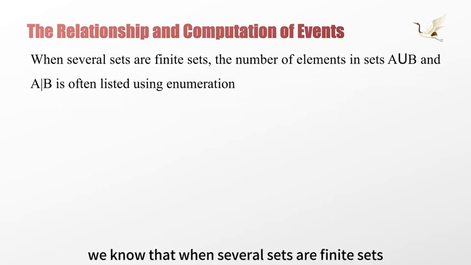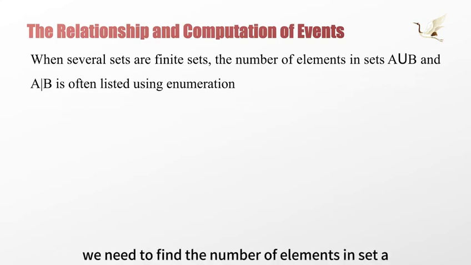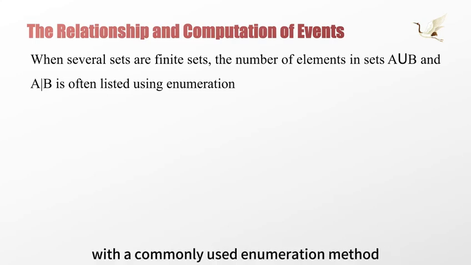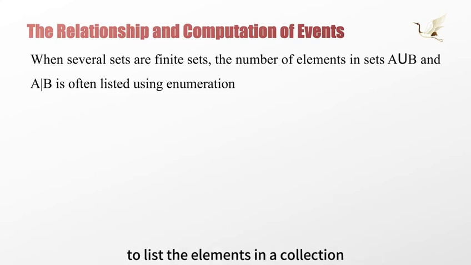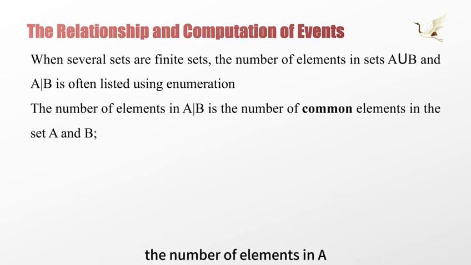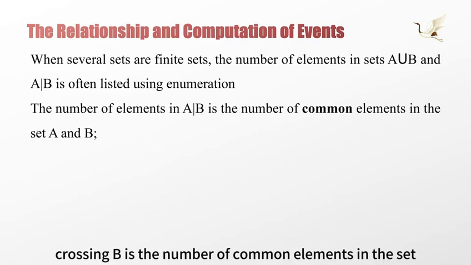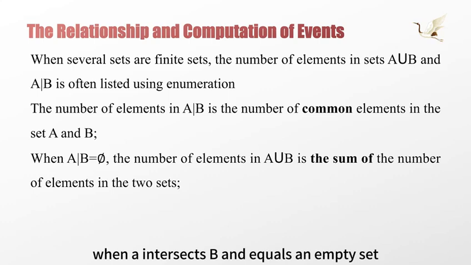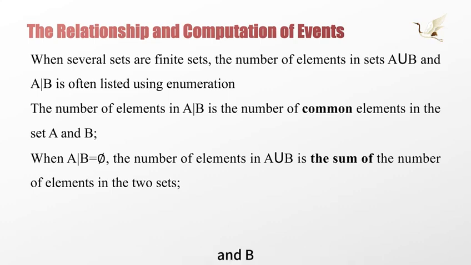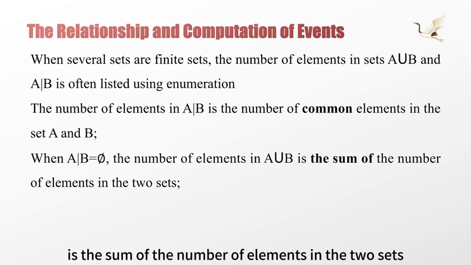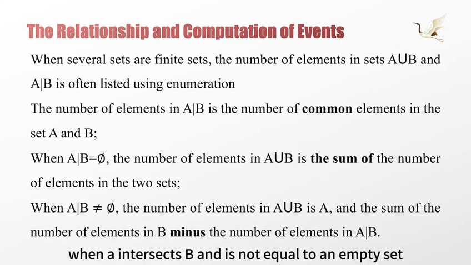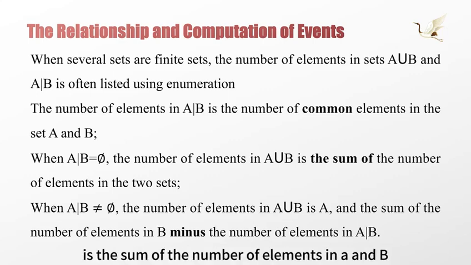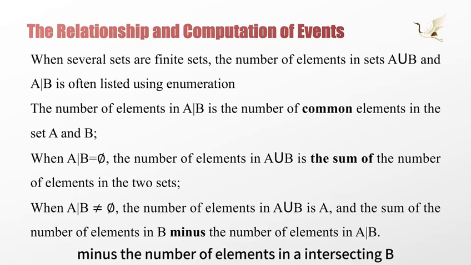We know that when sets are finite sets, we need to find the number of elements in set A and set B that intersect. The enumeration method is commonly used to list the elements in a set. The number of elements in A intersect B is the number of common elements in sets A and B. When A intersect B equals the empty set, the number of elements in A union B is the sum of the number of elements in the two sets. When A intersect B is not equal to the empty set, the number of elements in A union B is the sum of the number of elements in A and B minus the number of elements in A intersect B.